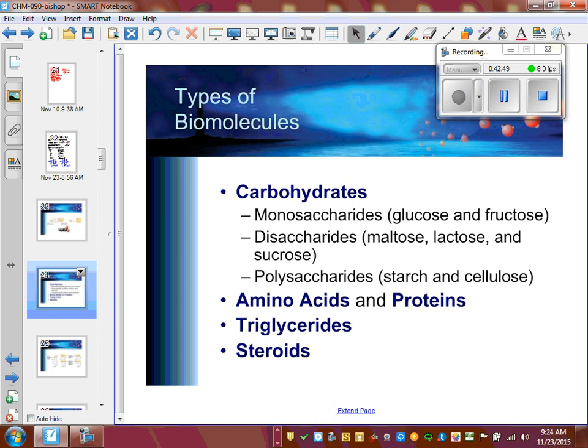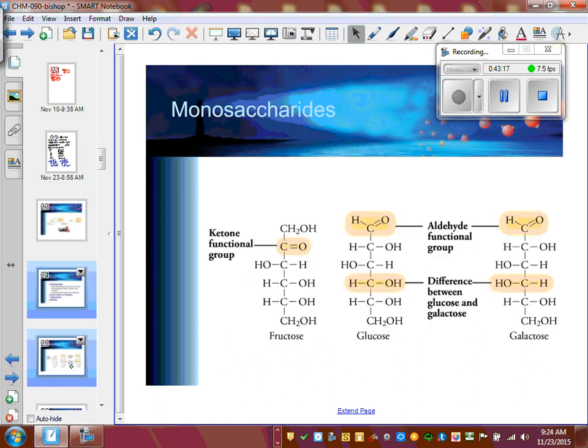So here, the first thing we're going to talk about is carbohydrates. We're going to talk about monosaccharides, disaccharides, and polysaccharides. Then we're going to talk about amino acids and proteins, triglycerides, and steroids. So, different types. Monosaccharide: mono meaning one, and saccharide is kind of like sugar.